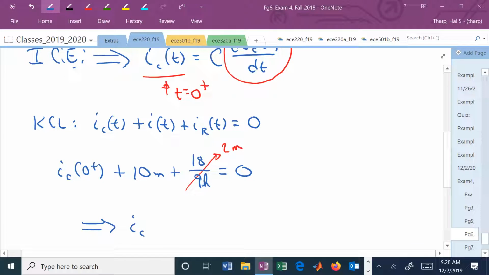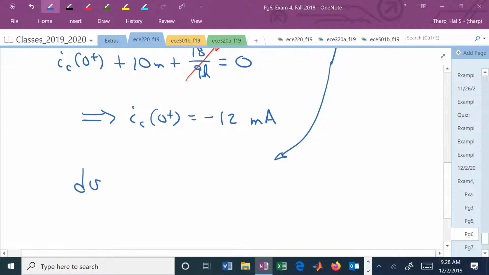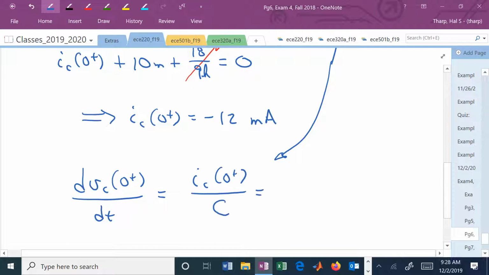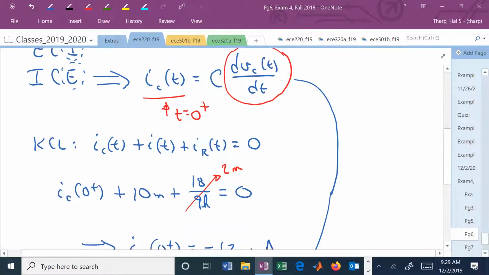Now we know that I sub c of 0 plus is actually minus 12 milliamps. And we can now use this equation to solve for dv sub c of 0 plus dt, which is now I sub c of 0 plus over c. That's minus 12 milli over whatever c was, which was 1 times 10 to the minus 6. Minus 12,000 volts per second. And I think that's one of the answers.